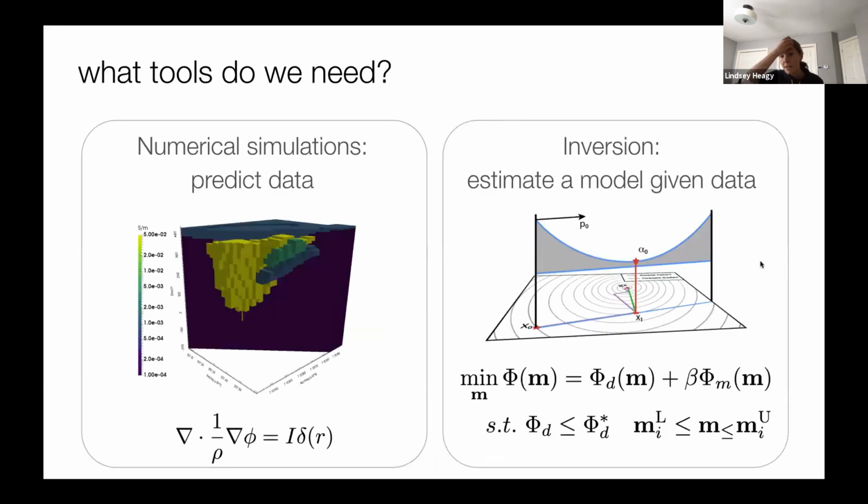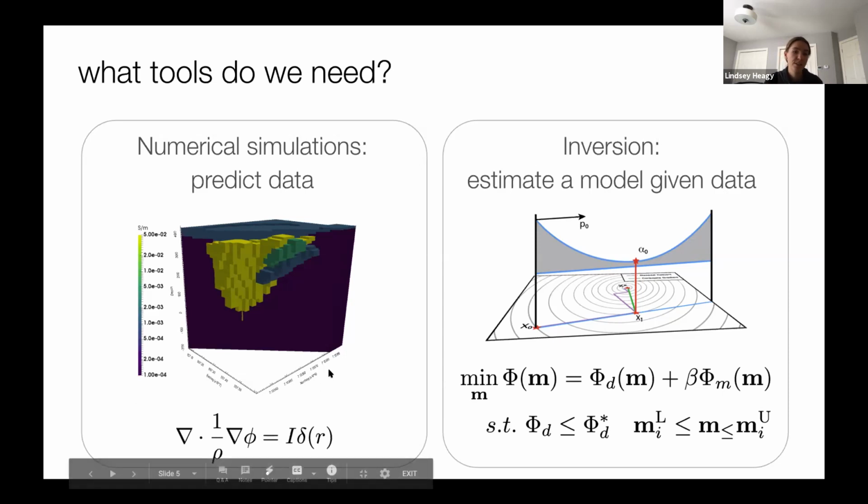So if we talk about what we actually need in terms of computational tools, there's really two major components. We need to be able to predict data. So if we build up a voxelized model of the Earth, break up the world into cubes and assign physical properties to each of those, we need to be able to simulate, for example, these are the DC resistivity equations, over that in order to predict data.